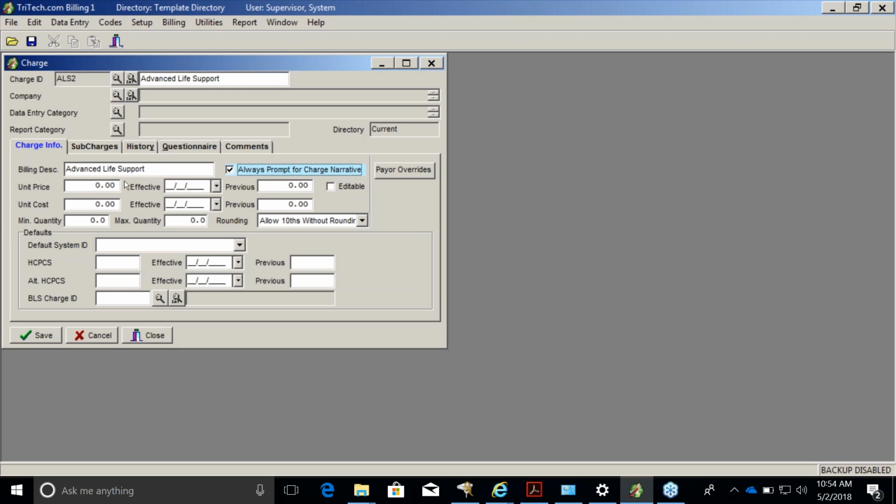Now we come down to what we are going to charge for that particular service, and we have our unit price. The unit price for the specific charge is the price that is billed to the patient or trading partner when the charge code is applied to the call. So you can put in any amount here that is applicable. I'm just going to use 500 as an option, and then you can also set an effective date to that, and that would be the date in which the unit price became effective for that charge code.